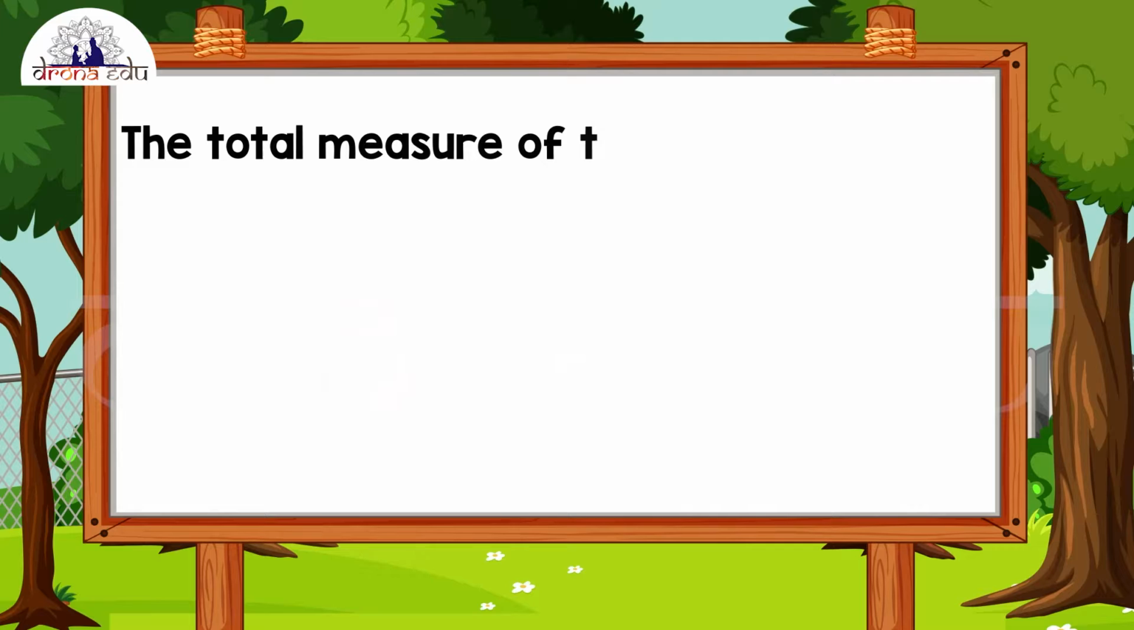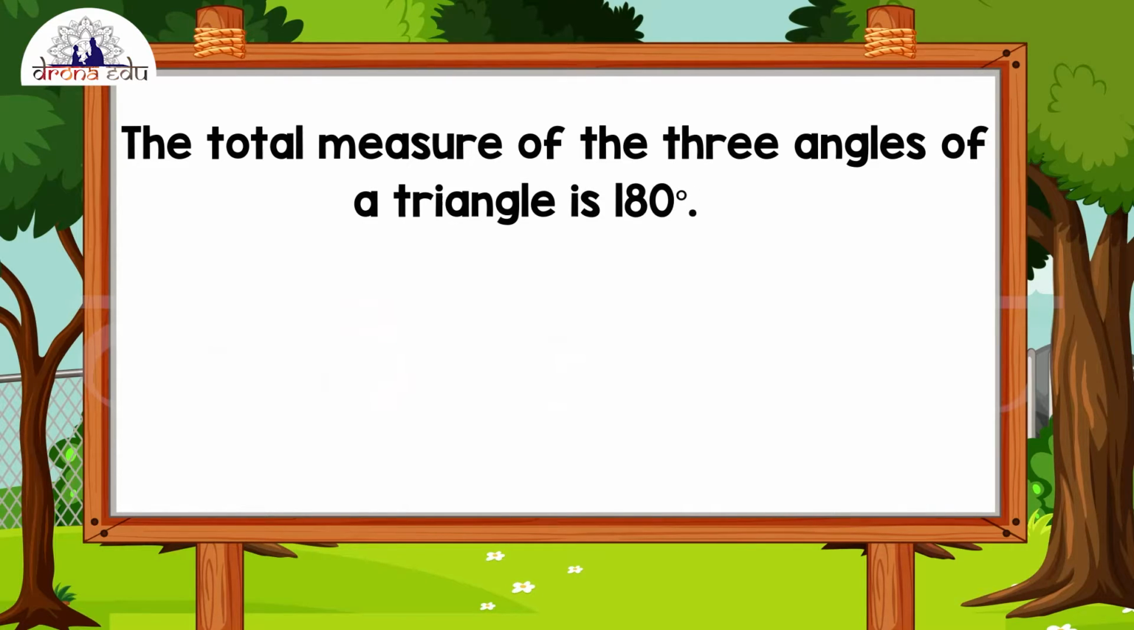statement. See what it states? It states that the total measure of three angles of a triangle is 180 degrees. So we need to justify this. For that, let us use the exterior angle property for the given triangle.